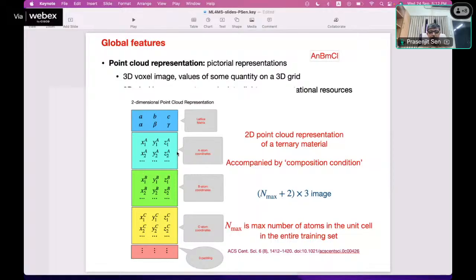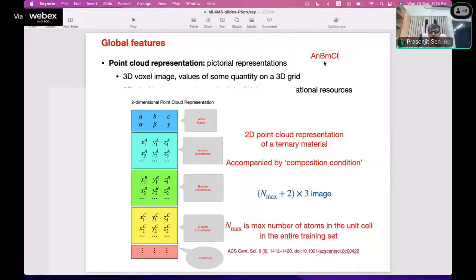Then the next block lists the fractional coordinates of all the A atoms in the cell. The next block lists all the fractional coordinates of the B atoms in the cell. And the fourth block gives you fractional coordinates of the C atoms in the cell.